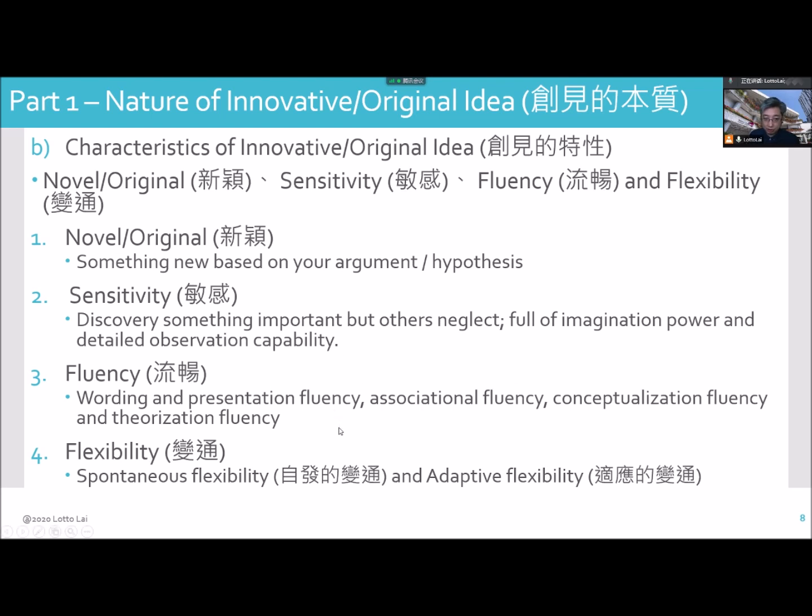Fluency is using words and presentation fluently, associated fluency, conceptual fluency, and theoretical fluency. It makes the reader understand your idea and your flow better. The logical flow is very fluent. And flexibility is sometimes called spontaneous flexibility or adaptive flexibility.